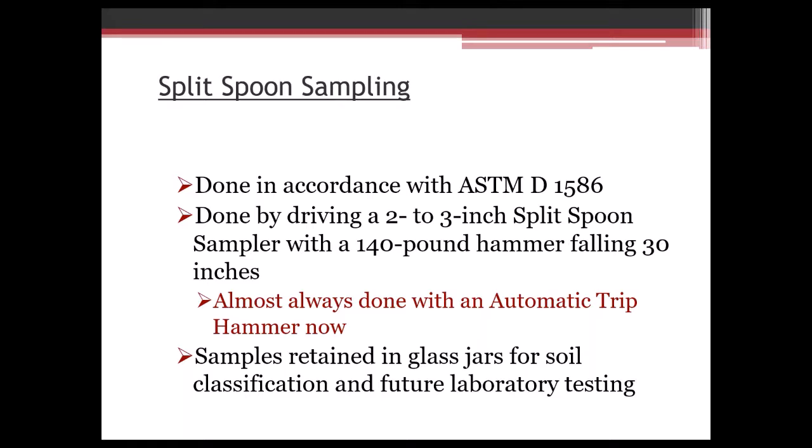The split spoon sampler is generally driven about a depth of 24 inches, depending on the conditions, and we record the blow counts that it takes to drive at each 6-inch increment. After we get the sample back up to the surface, it's classified in the field by a driller. They also take a representative portion of the sample and put it in a glass jar and return that back to the lab for additional classification, verification, and any lab testing that might need to be done.